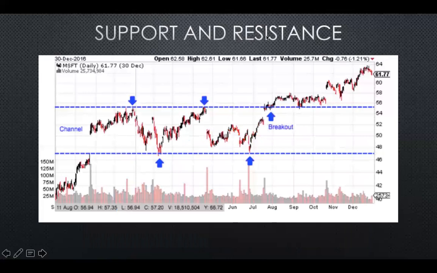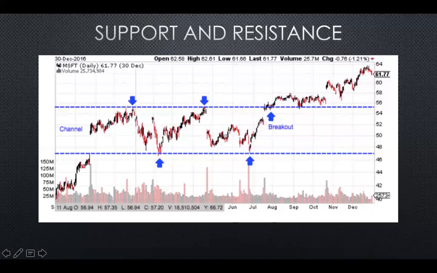Next is support and resistance. Now, what is support? Support refers to the price level that an asset does not fall below for a particular period of time. Meaning, in case of Microsoft, this point and this point acted as a support because they did not fall below this point. So what we need to do is draw a parallel line joining the lows of the candlestick, which acts as a support.